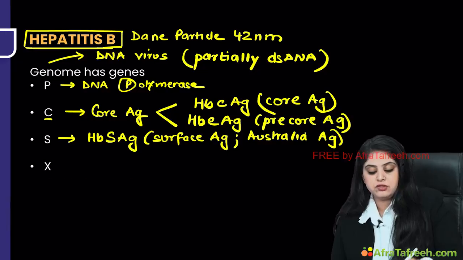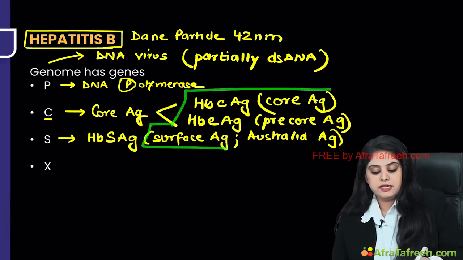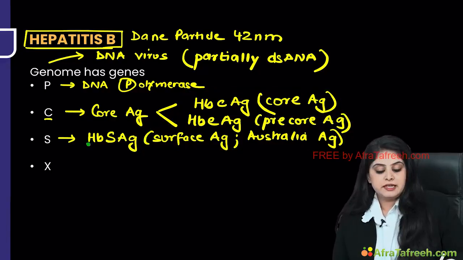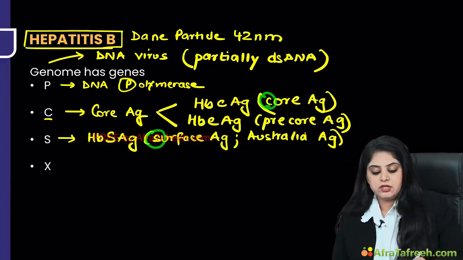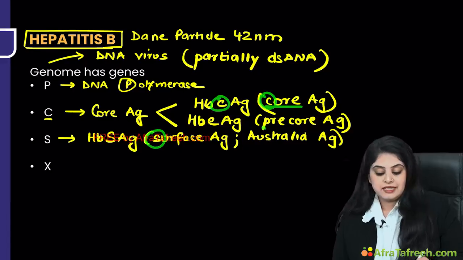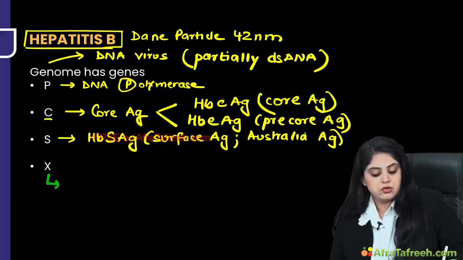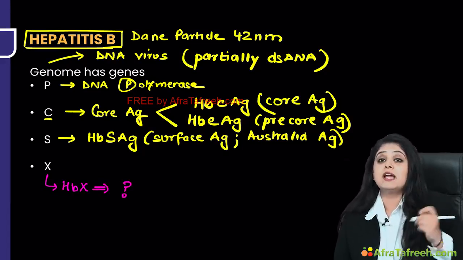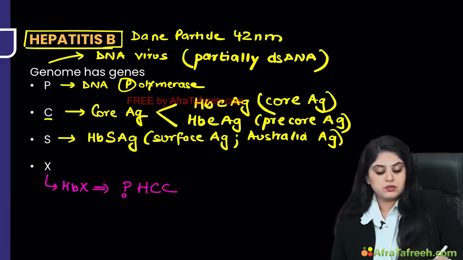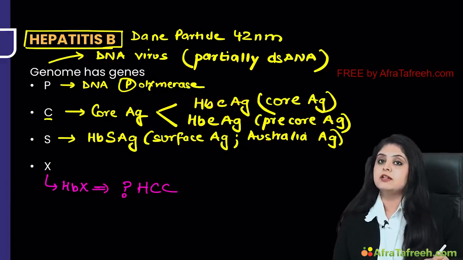So how many antigens have you got? Can you see the final table of antigens being made? There is a surface antigen, HBS, a core antigen, HBC, and a pre-core antigen, HBE. So what does the X gene do? What is the concept of HBX? Remember, HBX has been implicated, with a question mark. They have hypothesized that this is responsible for causing hepatocellular carcinoma.